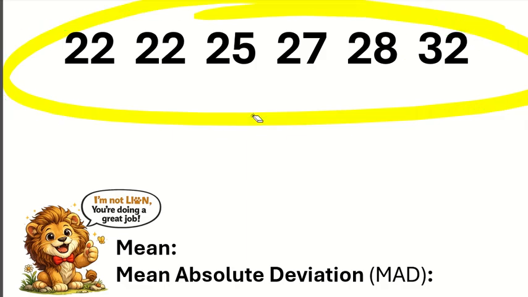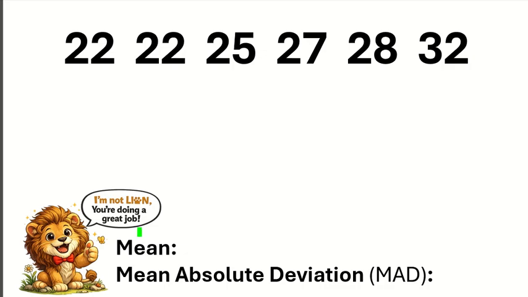Now, remember, the first thing we need to do is find the mean. And to find the mean, you have to add it all up, then divide the sum by the number of numbers. So let's go ahead and do that. We're going to be doing 22 plus 22 plus 25 plus 27 plus 28 plus 32. Now, if we add up all those numbers correctly, we will come up with a sum of 152.